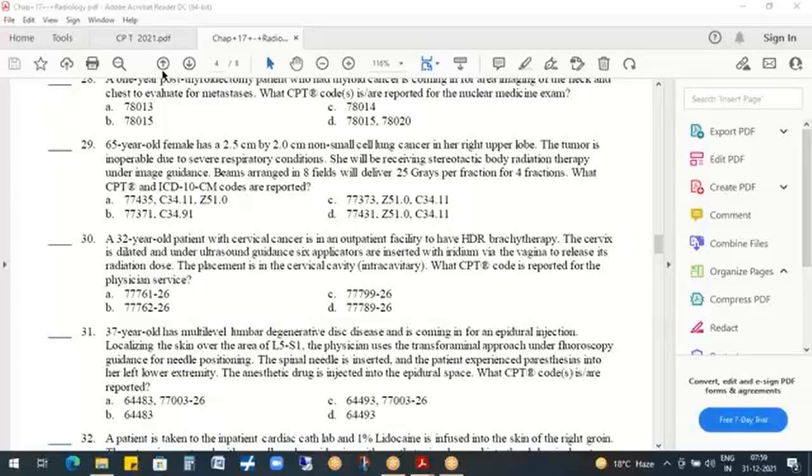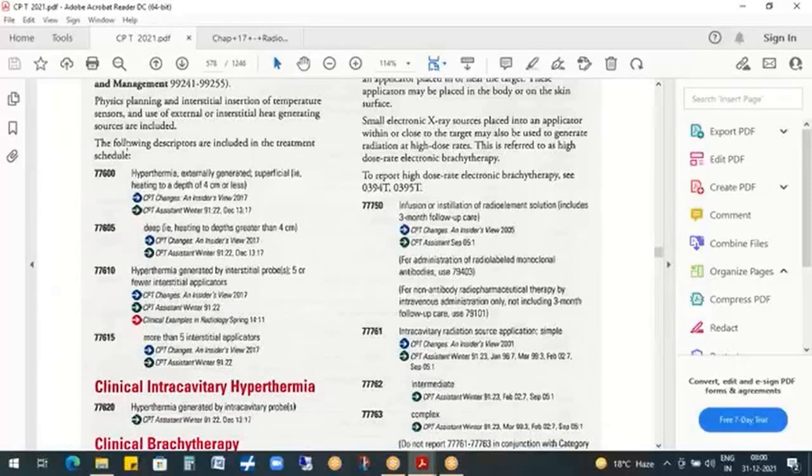Now write down the rule. If the physician performed any surgical procedure with the help of imaging guidance, code guidance separately along with the procedure code.